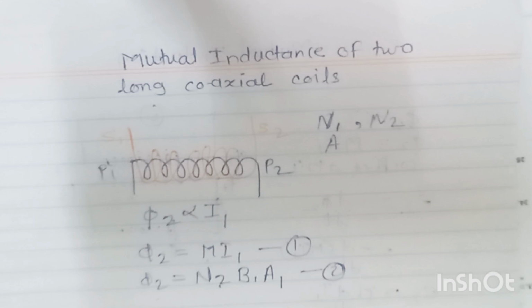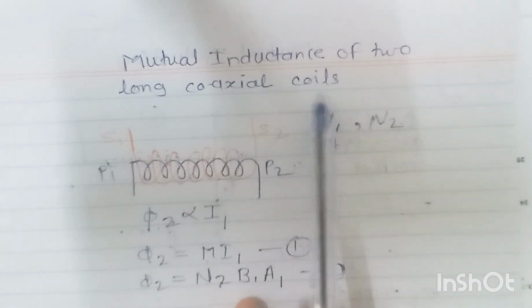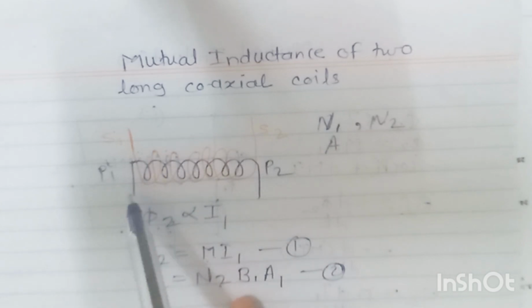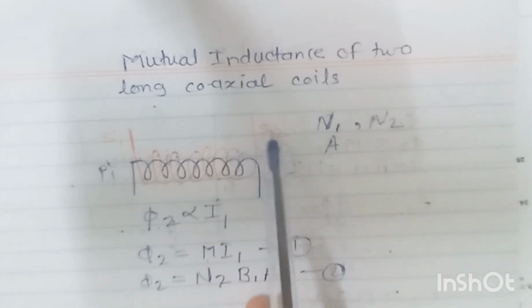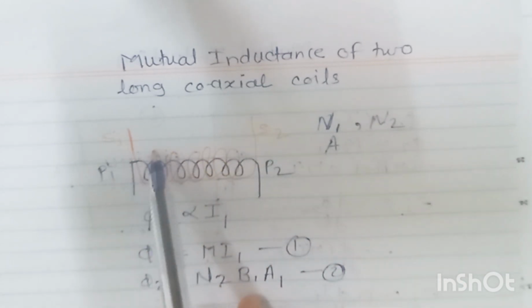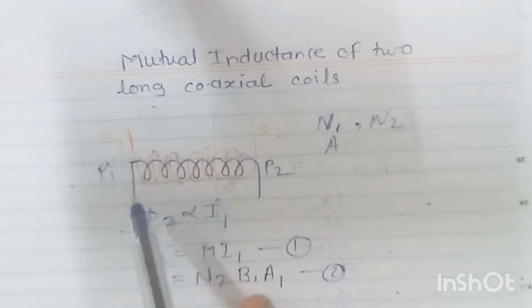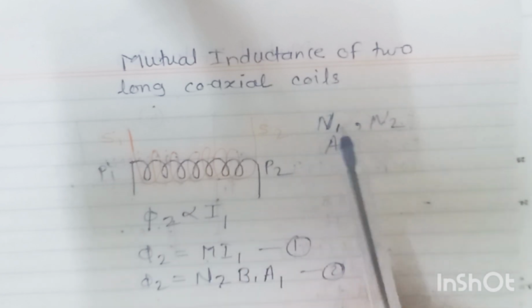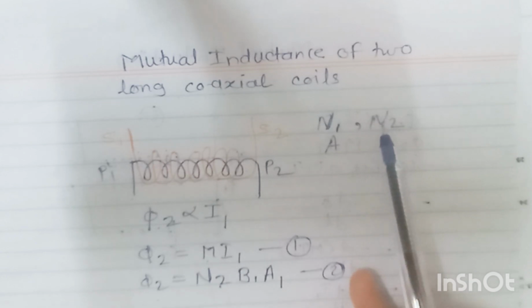So today we are discussing the mutual inductance of two long solenoid coils, or coaxial coils. Here we have primary coils P1 and P2 and secondary coils S1 and S2. The radius of the secondary coil is greater than that of the primary, but both primary and secondary have a length L, and the number of turns in the primary is N1.